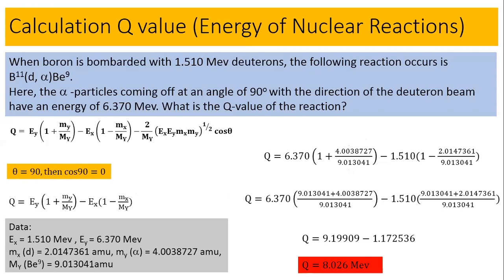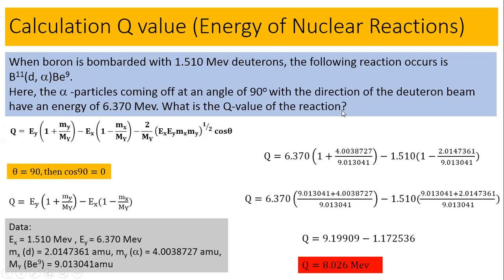So the fourth and last objective: now I'm going to show the different calculation to calculate the Q value by using this equation. The question is, when boron is bombarded with 1.510 mega electron volt deuterons, the following reaction occurs. This is the boron bombarded with the deuteron forming an alpha particle and beryllium. And the alpha particle coming off at an angle of 90 degrees with the direction of the deuterium beam has an energy of 6.370 mega electron volt. What is the value of the Q?